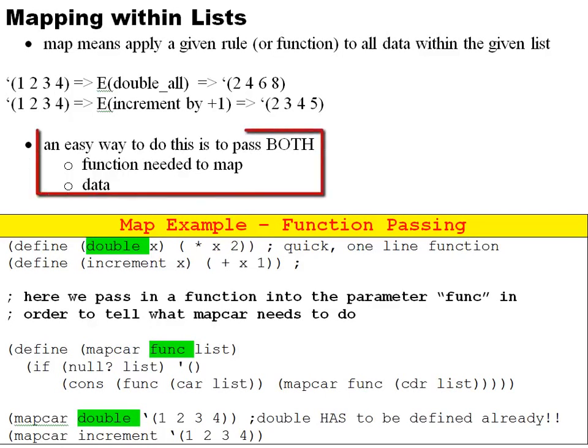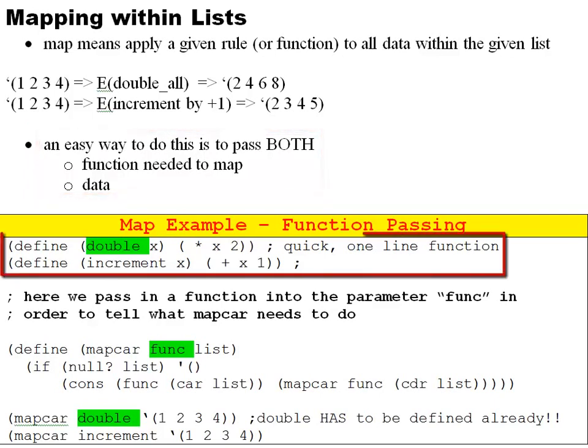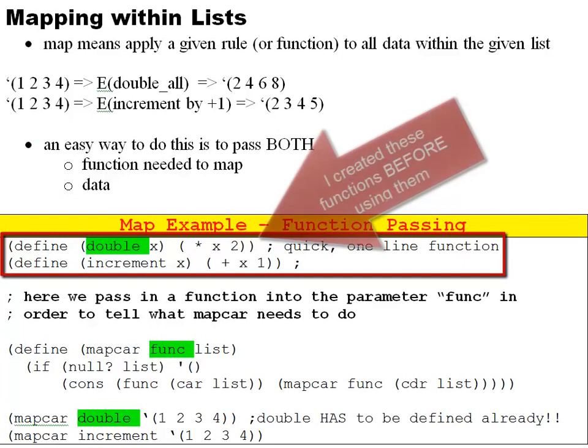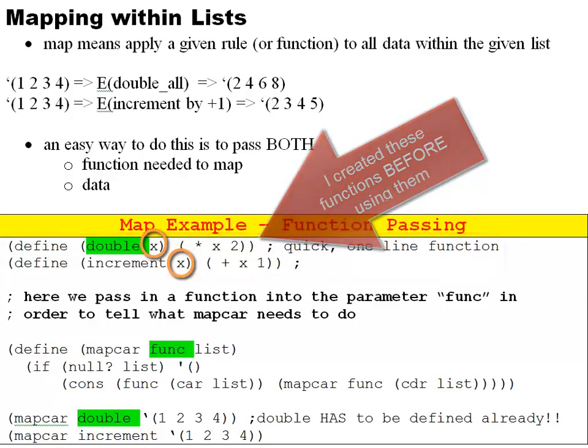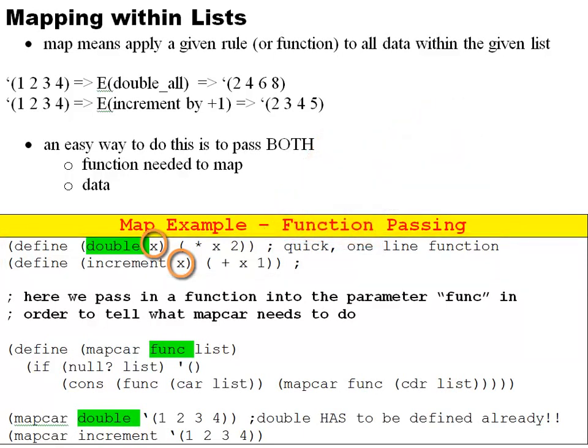An easy way to do this is to pass both the function needed to map and the data, or the list itself. In the example that I have for you, I created two very simple functions, double and increment. Also notice they both accept, and this is the important part, one parameter, but that parameter is not a list. In double's example, when I accept one value from the parameter, I am going to just multiply it by 2. So again, x is really just one atom.